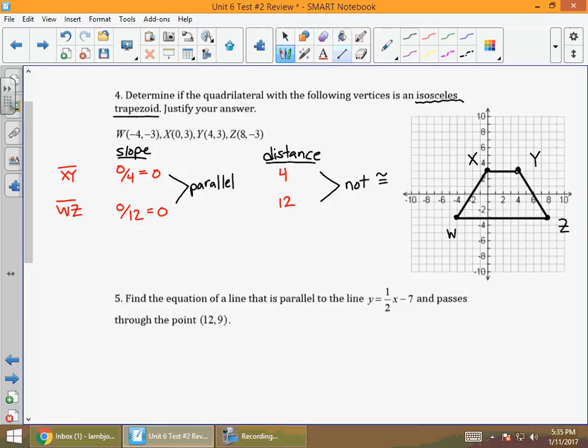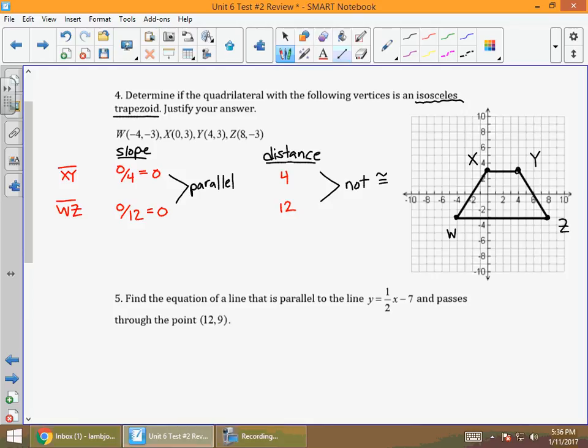Now let me let you in on a secret here. If the slopes are the same and they are parallel, and the distances are the same, then there's no way that it is a trapezoid, because we already know that if one pair of opposite sides are both parallel and congruent, then it's called a parallelogram. So the parallel sides are not congruent. That's good. That tells me it's not a parallelogram. So I'm going to check and make sure that this thing is a trapezoid.